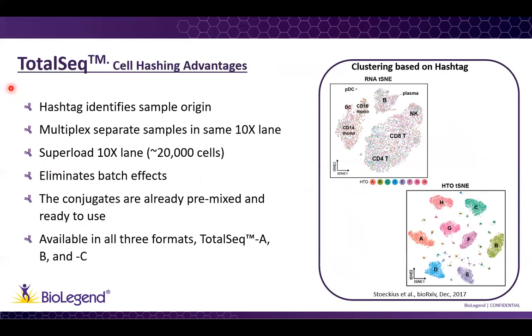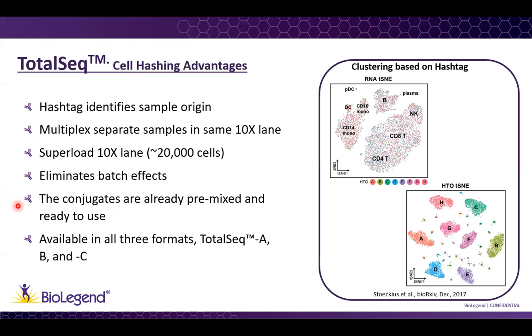I think it's time for another summary. First, hashtags can be used to identify sample origin. They will allow you to multiplex separate samples in the same 10x lane and to superload the 10x lane with up to 20,000 cells. This will help to decrease batch effects and variability among experiments. And of course, it will also help to optimize your budget.